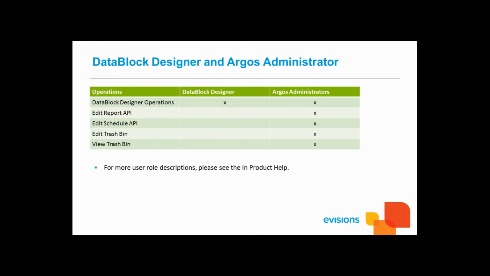All of the objectives we're going to be covering today in this training only apply to DataBlock Designers and Argos Administrators. However, there is a difference between the two roles. This table shows the difference between the two user roles. Notice that the Argos Administrator has access to more operations than the DataBlock Designer. The purpose of a DataBlock Designer is to create data blocks, as opposed to an Argos Administrator, who has the ability to do the same operations as a DataBlock Designer, in addition to editing APIs and accessing the trash bins. If you would like to see all of the operations available for each user role, please see the in-product help.